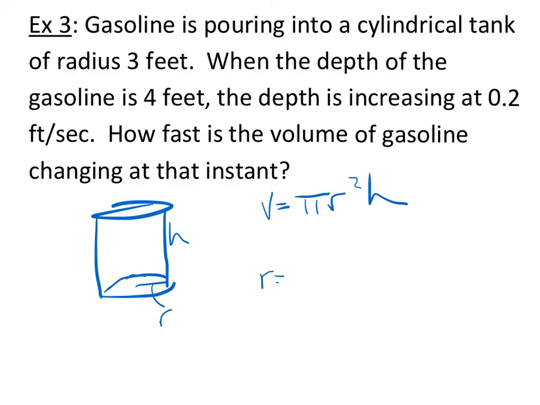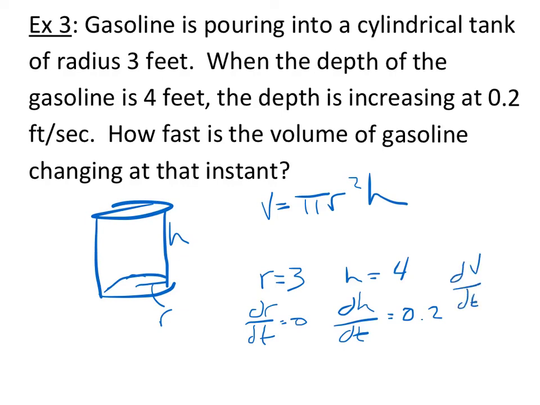And now I start to form my inventory. So I know that r is equal to 3. I also know that my radius is never going to change no matter what happens in this problem. So dr/dt is equal to 0 because the radius will never change. It will stay constant. Now the height, at the instant that I'm curious about, is 4 feet. And it's changing at a rate of 0.2 feet per second. Finally, I'm looking at how is the volume changing. That's what I'm going to be looking for in my problem.